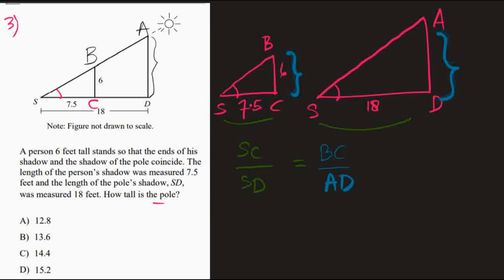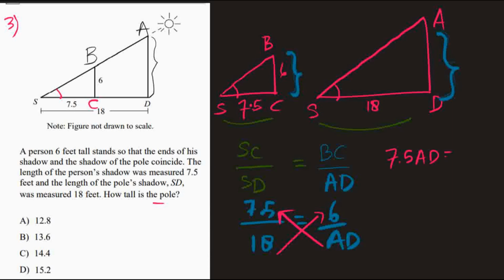Now we get the answer. SC is 7.5 over SD is 18 equals 6 over AD. And if we cross multiply, we will get 7.5 AD equals 18 times 6. Now AD will be 18 times 6 over 7.5. Then if we count with a calculator, 14.4. So this will be our answer.